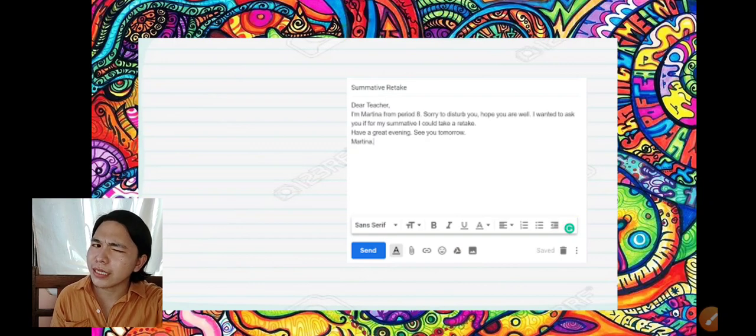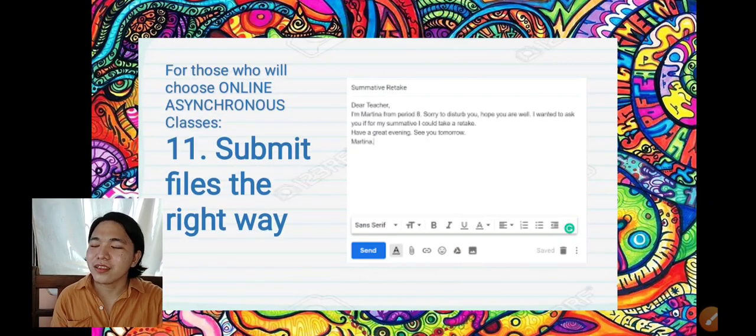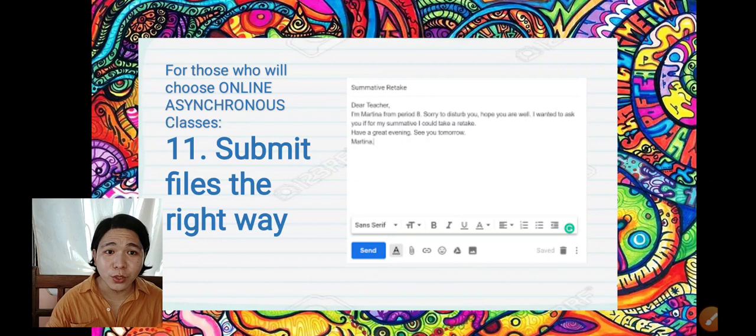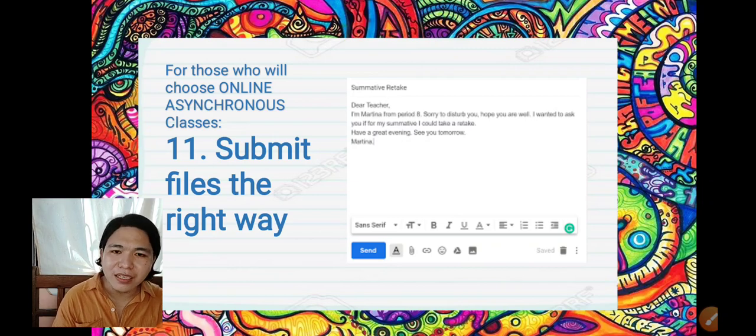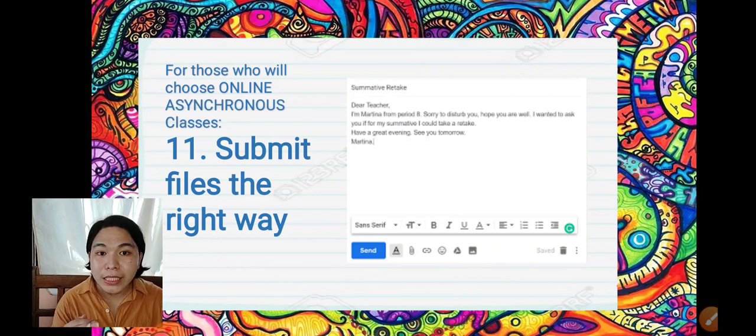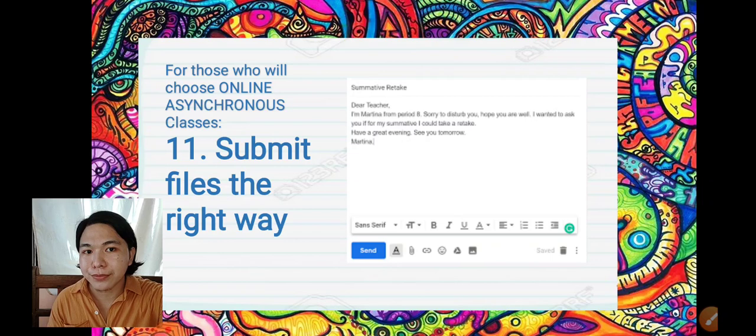And of course, submit files the right way. Don't worry, I'll be including in the instruction what the file name of your output should be. So kindly check, please read the instruction, because last semester I had students who did not read the instructions. Please read the instructions.